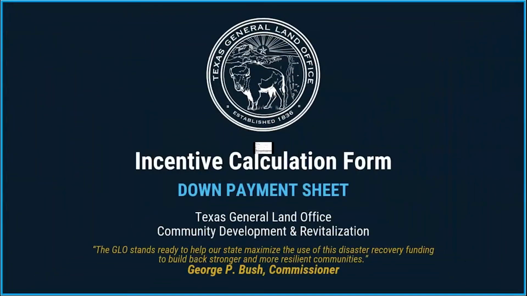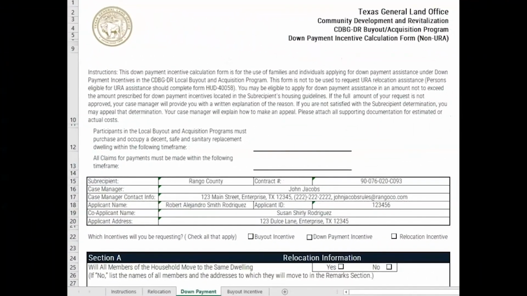The third sheet in the incentives calculation form is the Down Payment Incentive Calculation Form. This form is to be used by applicants applying for down payment assistance incentives in addition to the fair market value of their home. See the introduction section of this video for information on eligibility for down payment incentives. If applicants are eligible and will be applying for down payment incentives, they must complete the Down Payment Incentive Calculation Form. To begin, subrecipients should assist with the completion of the top part of the form.